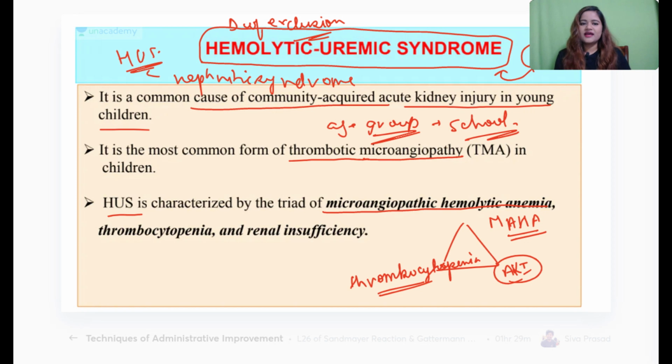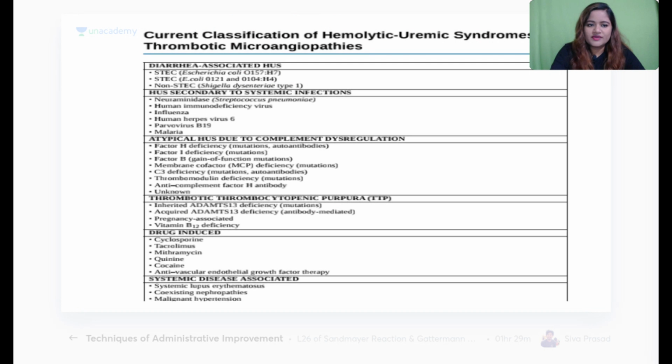सो सिमिलरली HUS भी आपका डायग्नोसिस ऑफ एक्सक्लूजन है. कहने का मतलब जब AKI का पेशेंट होता है and you're not able to diagnose any other cause and there is some infective etiology and classically fits into the triad. There is loss of platelets, there is loss of hemoglobin and there is acute renal injury, then that becomes MAHA or classical triad representing HUS.